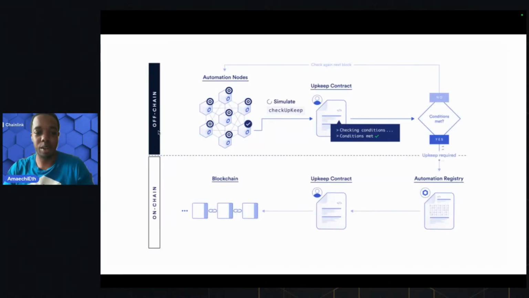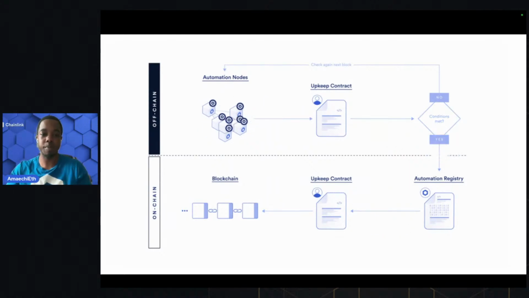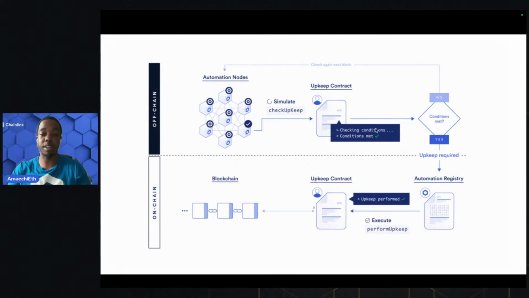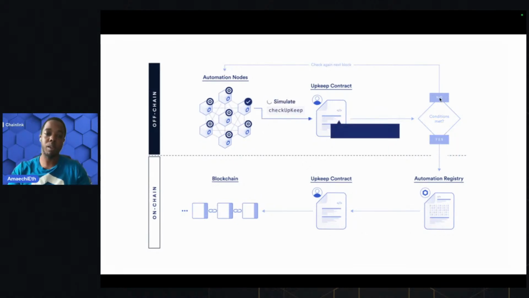So this is a nice, helpful diagram so that you can visualize exactly how Chainlink Automation works. You see here we've got the automation nodes, and they are just running. What they're doing is simulating calls to this check upkeep, and that allows them to check whether the conditions have been met. Let's take the example where they haven't been met. All that's going to happen is in the next block, they're going to run again. So this process is happening every block.